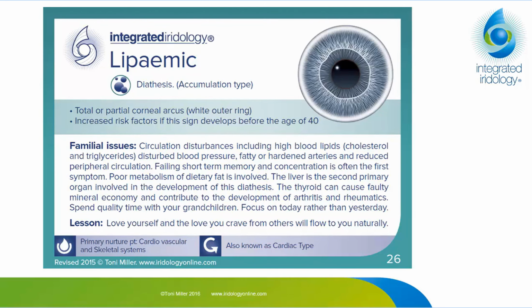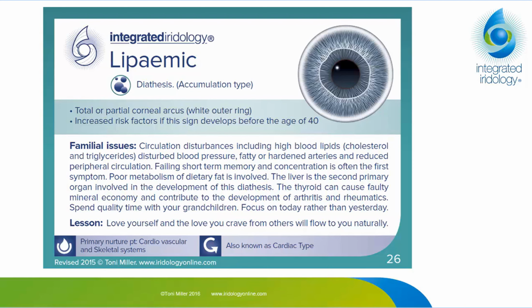So let's just recap. A lipaemic diathesis is comprised of a total or partial corneal ARCUS. And there are increased risk factors if this sign develops before the age of 40. People with eyes like this are related to people who've had circulation disturbances, including high blood lipids, disturbed blood pressure, fatty or hardened arteries, and reduced peripheral circulation. Failing short-term memory and concentration is often the first symptom.